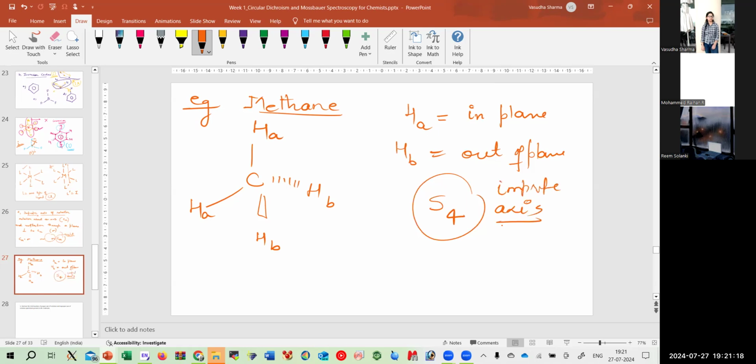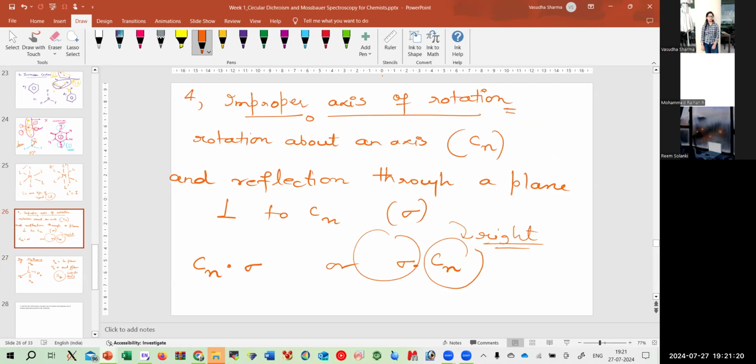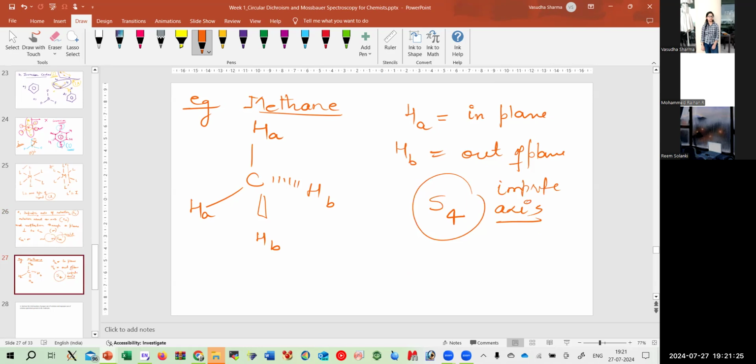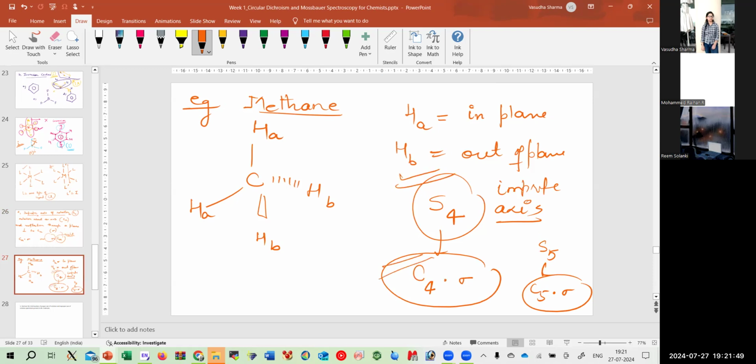The symbol of improper axis is Sn. It is defined as Sn, right? And say for example, if I'm saying S4, that means it should be having C4 into sigma. If it is S5, I'm saying C5 into sigma. That means C5 is your proper axis of rotation, principal axis element, followed by the reflection. Now, when I am saying whether it is having S4 or not, it should follow this particular formula, which is C4 and sigma.